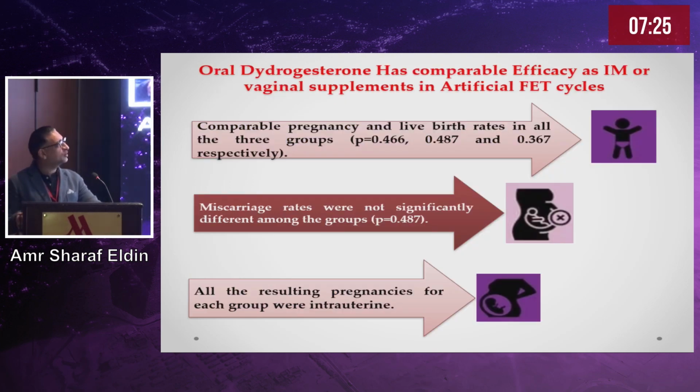The results show comparable pregnancy rates among the 3 groups. Miscarriage rates were similar among the 3 groups. All the resulting pregnancies were intrauterine.